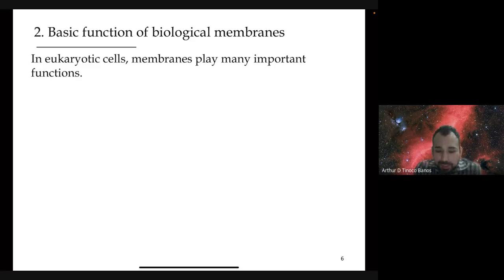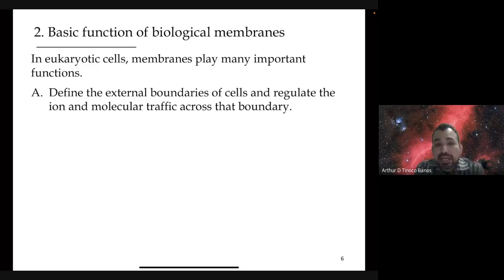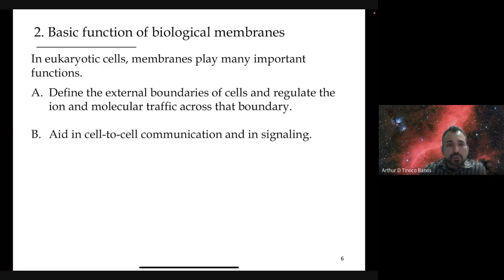But what are the basic functions of these biological membranes as they pertain to the cells? So they play many important functions. They help to define external boundaries of cells, all right? So we're talking about the cell membrane there. And they regulate the movement of ions and molecules across that boundary. So we're going to talk a bit about what those factors are. They also aid in cell-to-cell communication. Again, we're focusing on the cell membrane, all right?